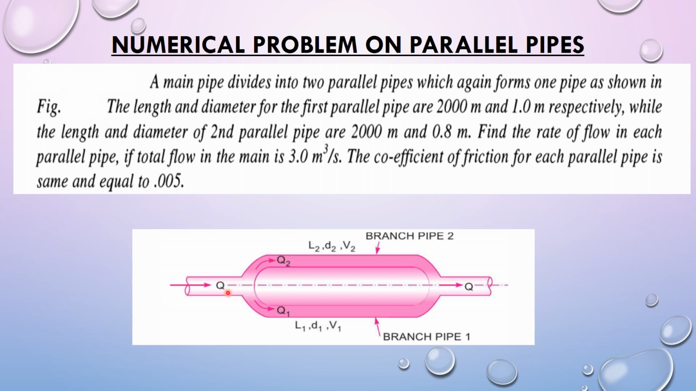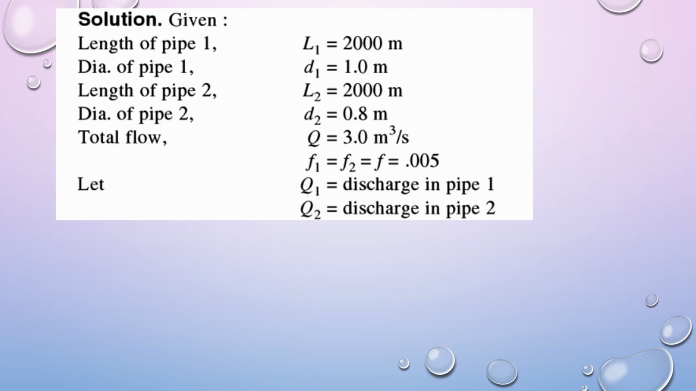So this is a question based upon parallel pipes. Here we have a single pipe which is getting divided into two parallel pipes, and the diameter and length for both of these parallel pipes are given, and the flow through the main pipe is also given. So now let us list the given things. Length of pipe 1, let it be L1, 2000 meters, D1 diameter of pipe 1 is 1 meter, similarly for pipe 2, L2 and D2, and the total flow, that is the flow through the main pipe, is 3 meter cube per second. That is also given in the problem, and the coefficient of friction is the same, that is 0.005, and we are assuming let Q1 be the discharge in pipe 1 and Q2 be the discharge in pipe 2.